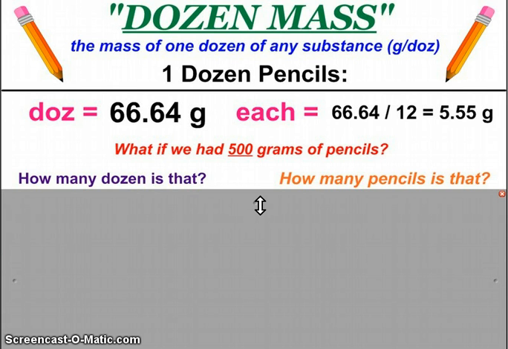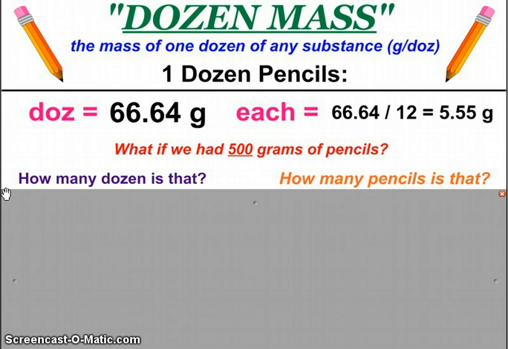What if we had 500 grams of pencils? How many dozen is that? Or how many pencils is that? Well, I could give you 500 grams of pencils and I could make you count that. Not as much fun. Same thing with our atoms. I can't make you count atoms. As much as I'd like to, you just don't have enough time in your lifetime to count atoms.